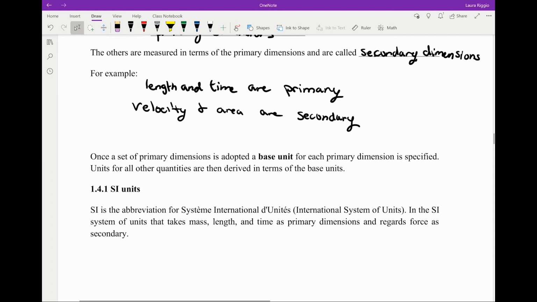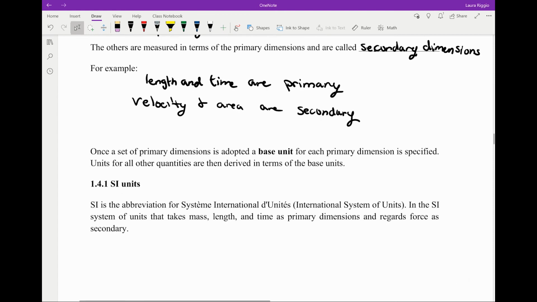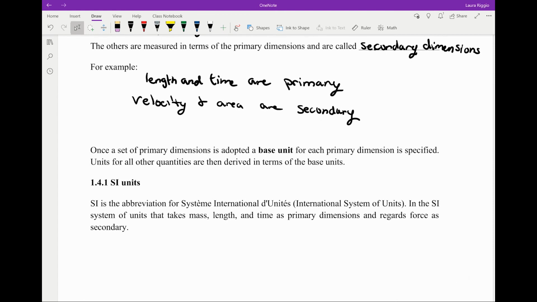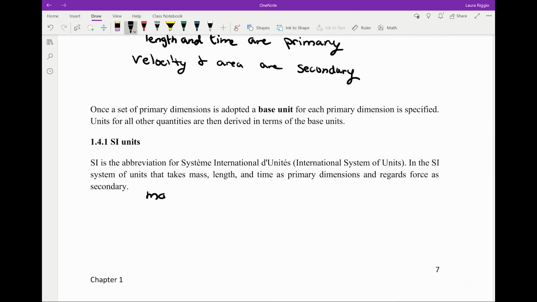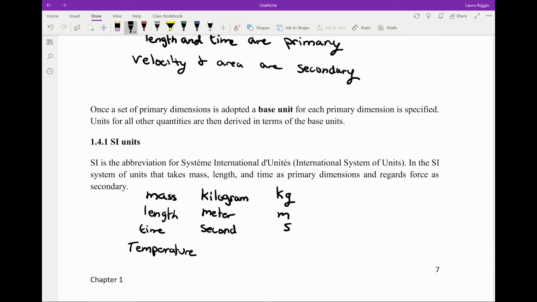So in the SI system of units, it takes mass, length, and time as our primary dimensions, and regards force as a secondary dimension. So we have mass in kilograms, length in the meter, and time in seconds, and we have temperature in Kelvin, which we're going to define in our next lecture.